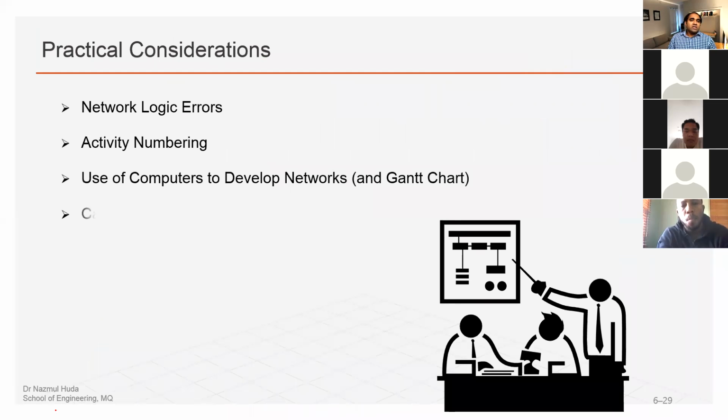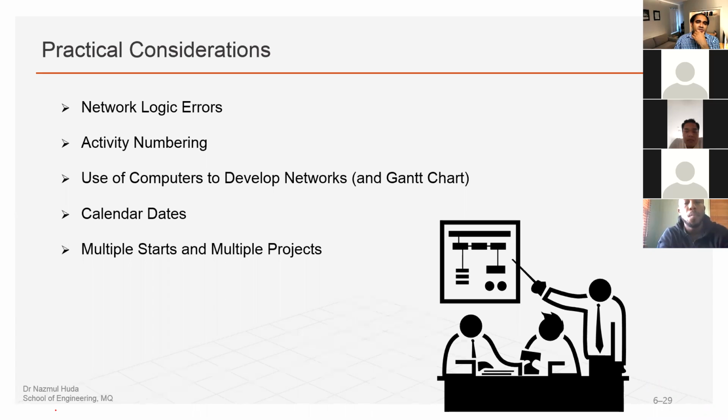Some practical considerations: network logic error, network activity numbering, using the computer to develop the network or the Gantt chart. Then start with the calendar date so that we know exactly the public holidays and weekends, or if there is a long weekend or any other holidays within the planning process. That's why we need to use the calendar dates. Multiple starts and multiple projects. We'll go one by one.